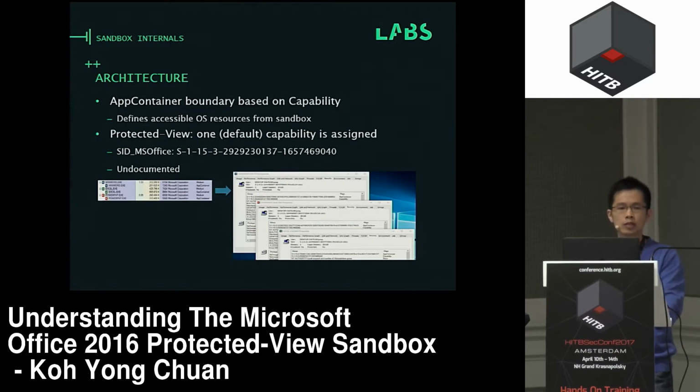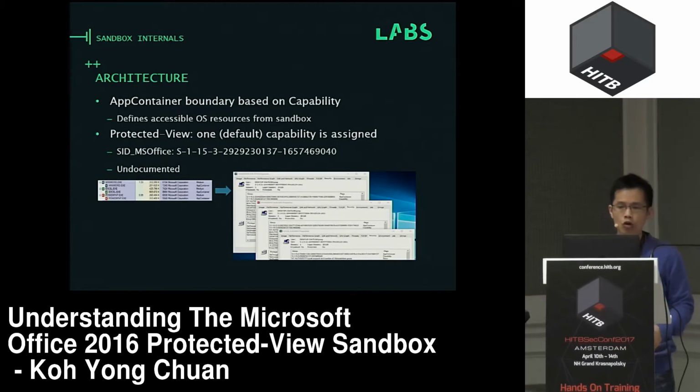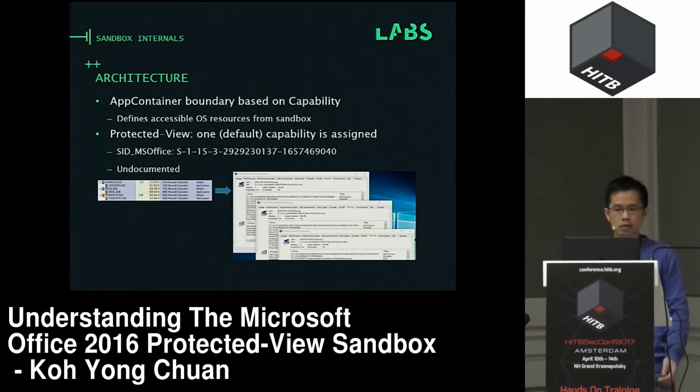Now, the app container is largely based on capabilities, and this in turn defines the OS resources that the sandbox can access. In the initialization, we saw that the MS Office set is the only capability added to the protected view. Typical well-known capabilities are defined in either winnt.h or the capability mappings registry key. But in this case, this MS Office capability is not documented or defined publicly.